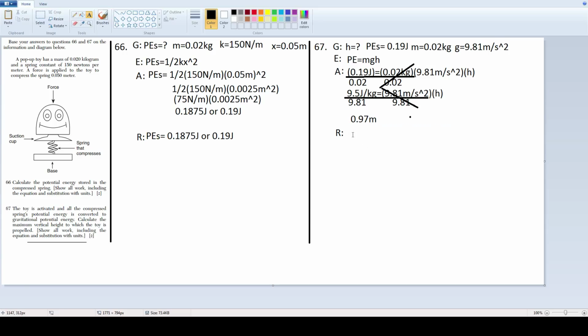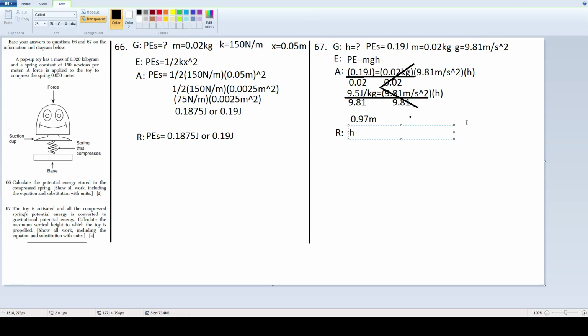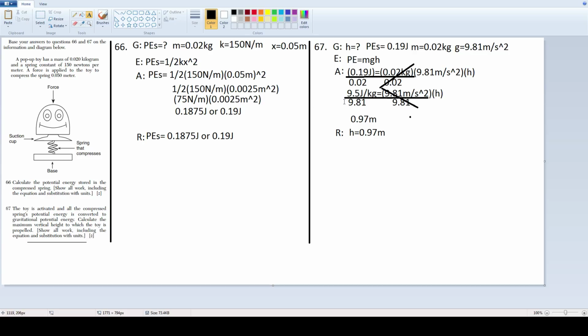So in the end, vertical height, or change in height, is equal to 0.97 meters, and that's it. That is the problem.